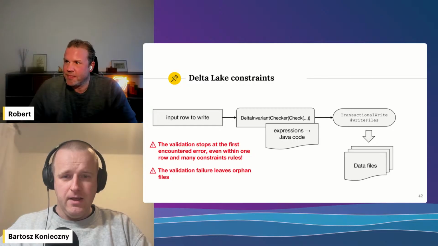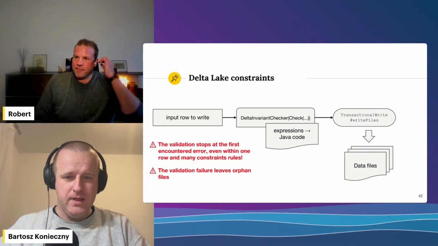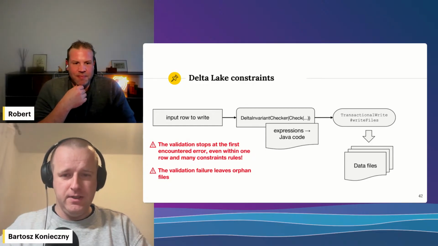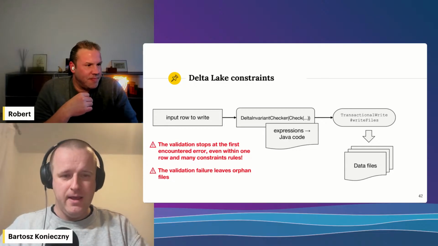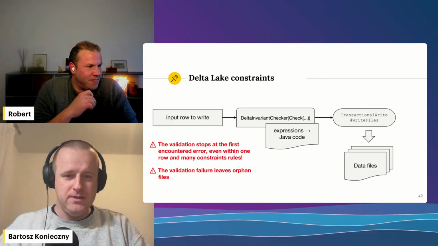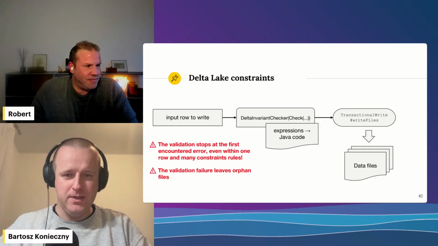And under the hood, there are a few things to know. The validation is executed for each row you write, and it fails at the first encountered error. So it means that, for example, you are writing 100 rows in 10 files, and only the 100th row is wrong. You will generate 9 files that will be orphan files, and that's, by the way, important to run vacuums or use the predictive optimization.